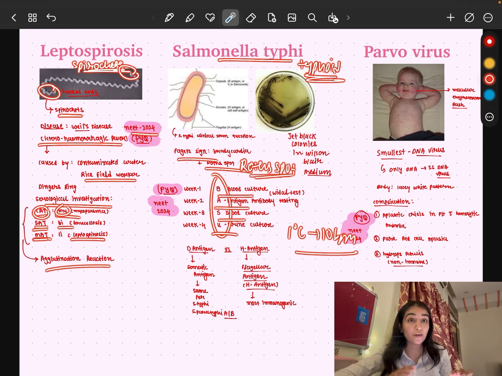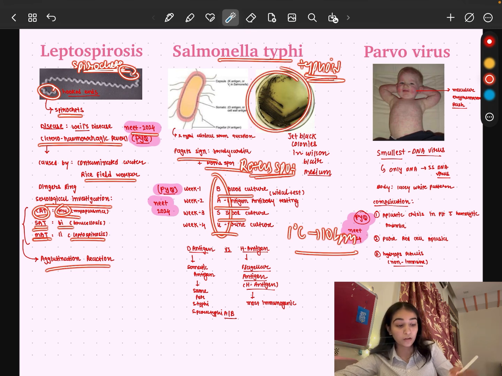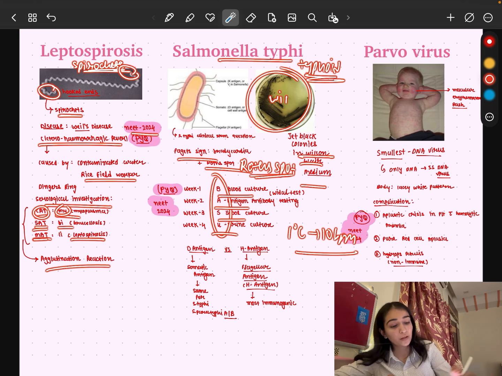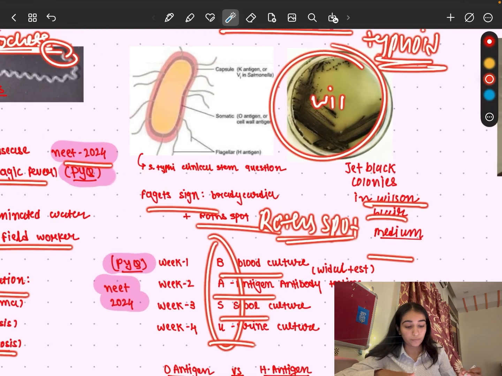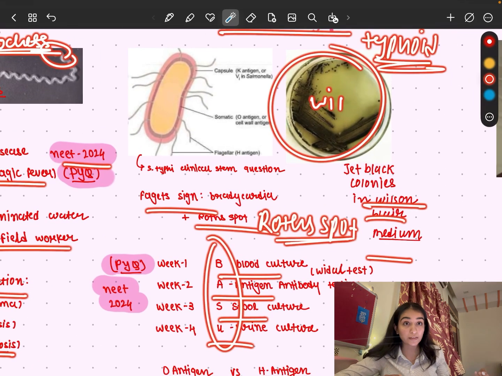And you also have this jet black colonies. So jet black colonies over Wilson Blair medium, right? Wilson Blair medium is very characteristic for Salmonella typhi. And Salmonella typhi is of course gram-negative bacteria. We all know that. Okay. So what do they actually ask in Salmonella typhi?